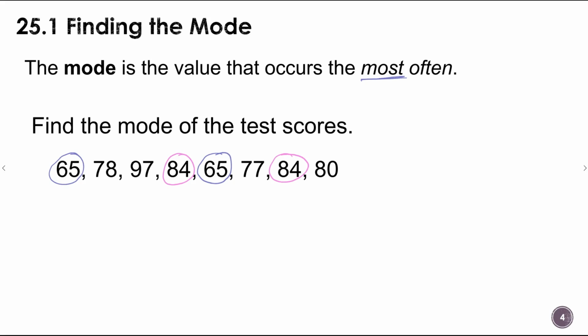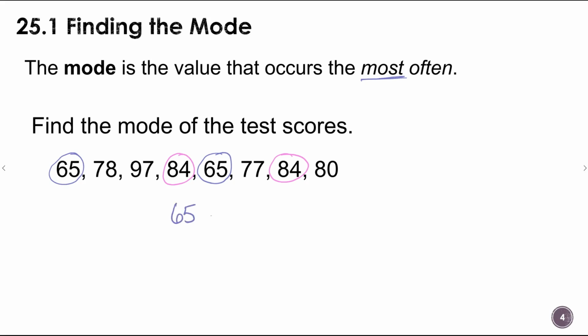Now, they're both there 2 times, so that means we have 2 modes. If one of them had been there 3 times, then we would only have 1 mode. So it's the ones that occur most often, but if they match, right, they both occur 2 times, then they're both part of our mode.